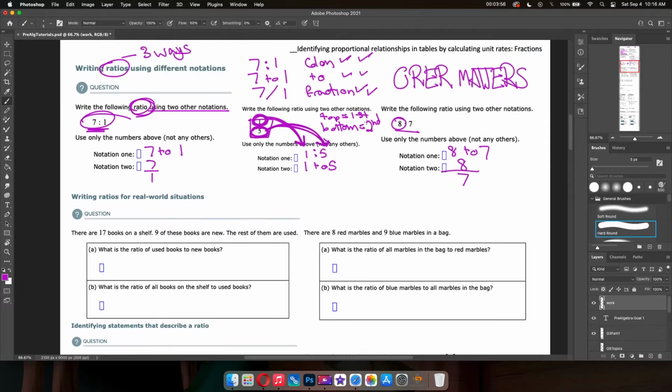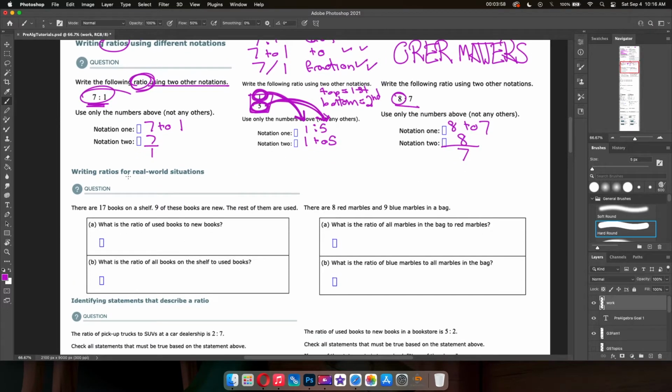Now, since that's just this in general, let's actually figure out what it looks like in a real world situation. And wording is going to be important here because, again, I will say this as many times as necessary, order matters when you're doing this. So you notice how 17 books are listed first. Or actually, let me read this. There are 17 books on a shelf. 9 of these books are new. The rest of them are used.